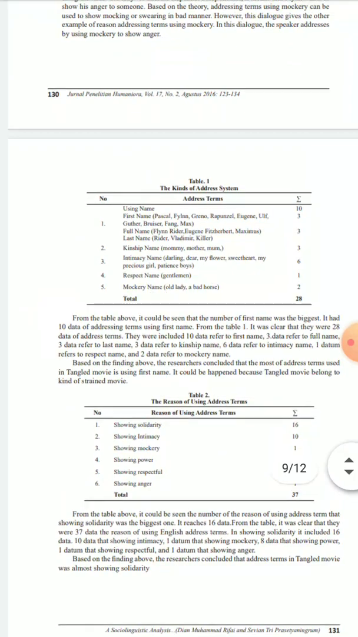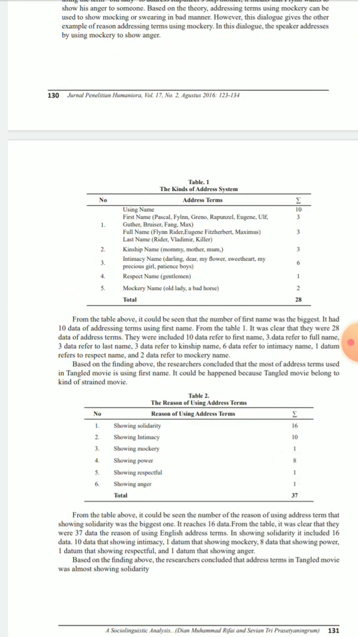And the result of this research, the researcher found using name is 10 times, using full name 3 times, using kinship such as mommy, mother, mom 3 times also, and intimacy names such as darling, dear, my flower, sweetheart 6 times, and respect once, and mockery twice.